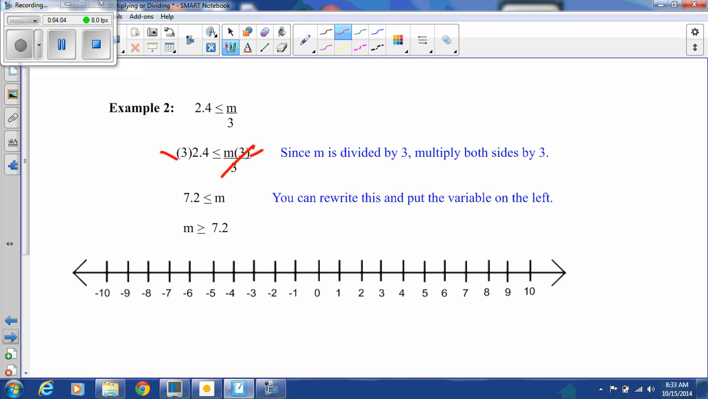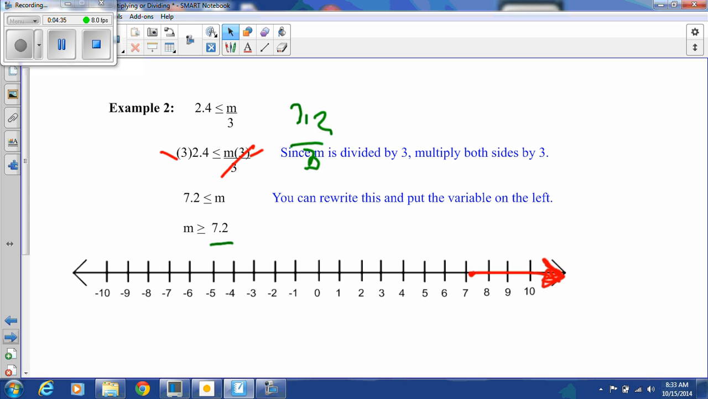This time, our boundary point is 7.2, so it's a little bit bigger than 7, right there perhaps. And we're going to make a closed circle. We're shading in the direction of the arrow. We're looking for numbers greater than or equal to 7 and 2 tenths. Again, we can check the boundary point by putting 7.2 in for our answer. 7.2 divided by 3 is 2.4. Sorry about this sloppy writing. And 2.4 is our boundary point.